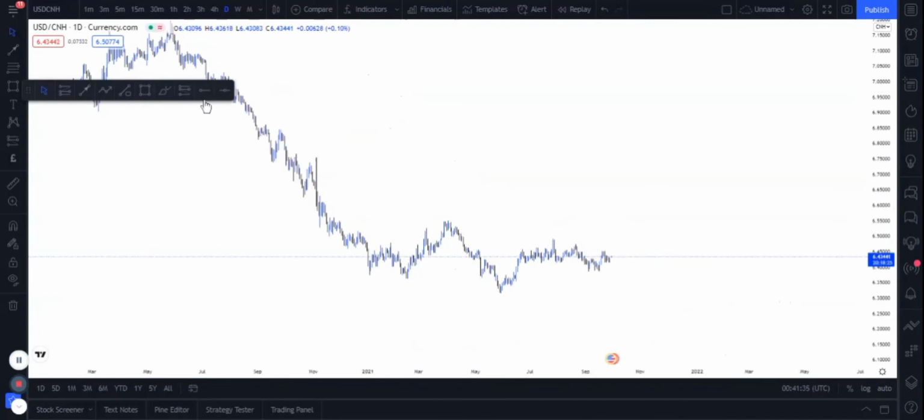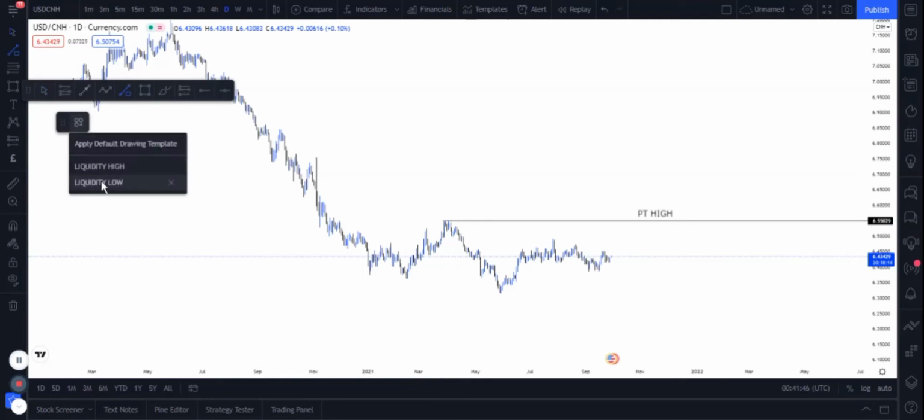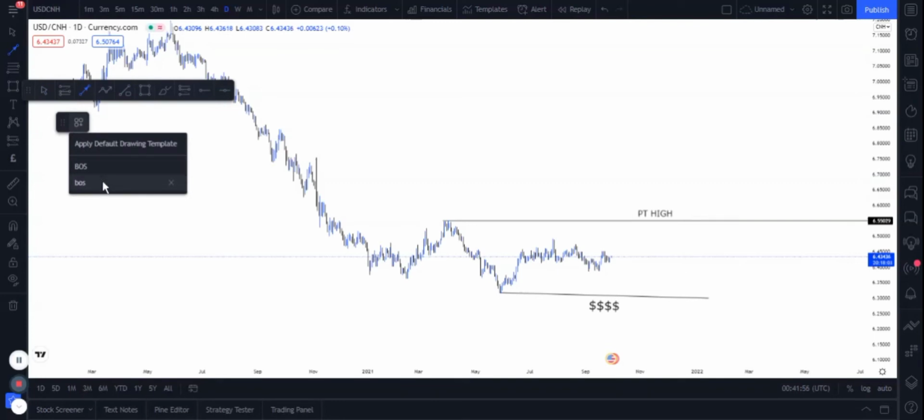Coming back here, that's the most important thing. And this is a protected high. And remember, a protected high is only protected if it has broken structure. That is a rule for me. That's how I set this. This is how I set everything.